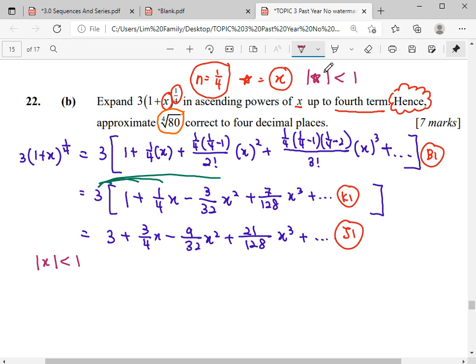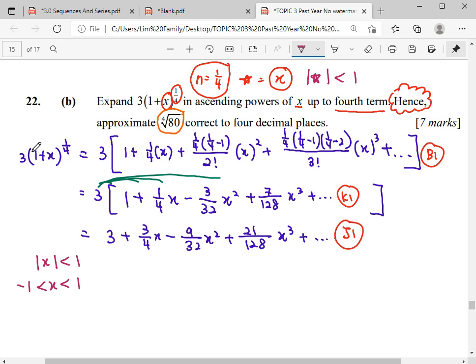How do we simplify it? When we open the modulus, this is simply x, right? So our x value will be between negative 1 and 1. So later on, when you want to use our x value, make sure it is in the validity. We cannot use a value outside the range of the validity. Okay, so now we can compare. We'll find out what's the suitable x value to substitute here in order for us to get 80.